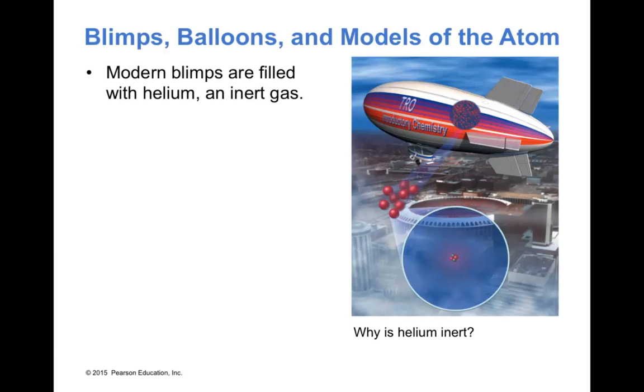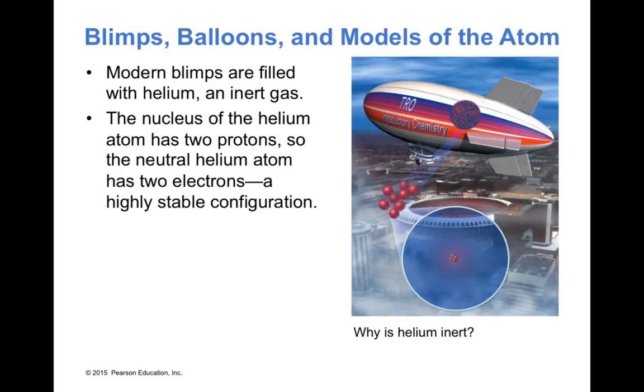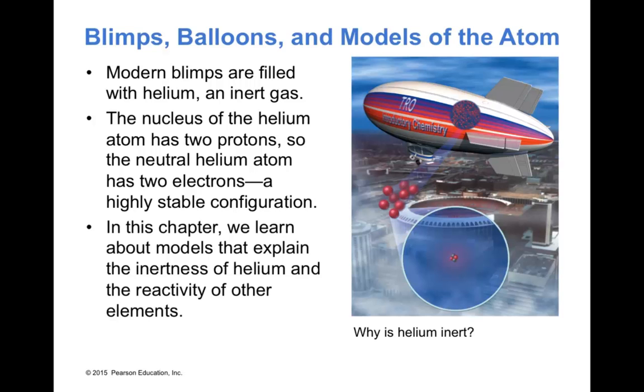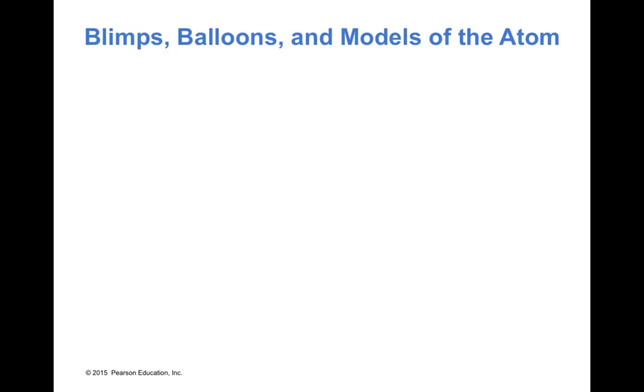Modern blimps are filled with helium, an inert gas. The nucleus of the helium atom has two protons, so the neutral helium atom has two electrons, a highly stable configuration. In this chapter, we'll learn about models that explain the inertness of helium and the reactivity of other elements. And also, we will find the answers for the following questions.